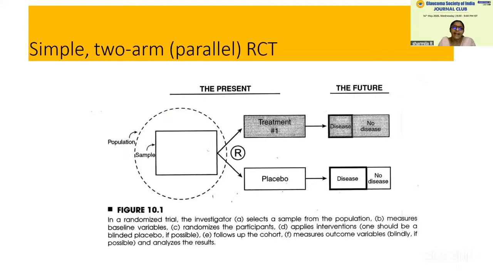So moving on to the parallel RCT, which is a very simple randomized control trial. Here you see a box, which is a sample randomly taken from a particular population, and all of them have similar characteristics in that sample. They are randomly assigned to undergo either a treatment or a placebo arm. Once they are randomized, you follow them up to see the outcome, and you measure the outcome preferably by keeping it blinded. So the assessors can be blinded to this and then analyze the results. This is the simple parallel RCT.